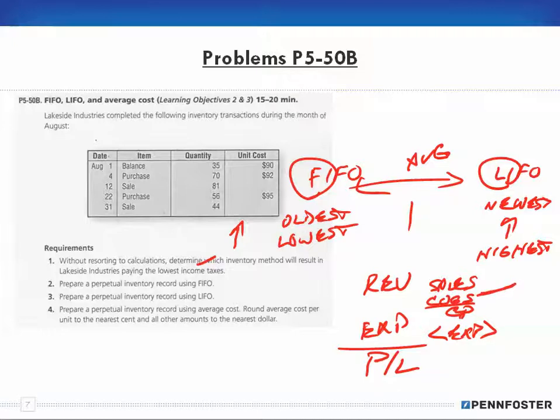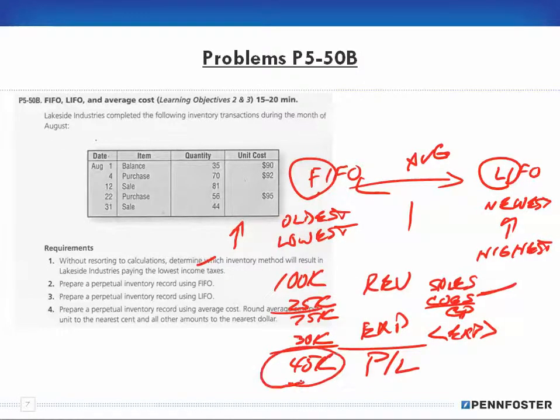Well, this cost of goods sold is based upon the value of the inventory, and if we just throw in numbers, let's say we have $100,000 in revenue, and our oldest prices give, say, 25,000 of cost of goods sold. That means our gross profit is 75,000. And then if we take out expenses, let's just call it 30,000, that means we would have a profit of 45,000 that we would pay taxes on.